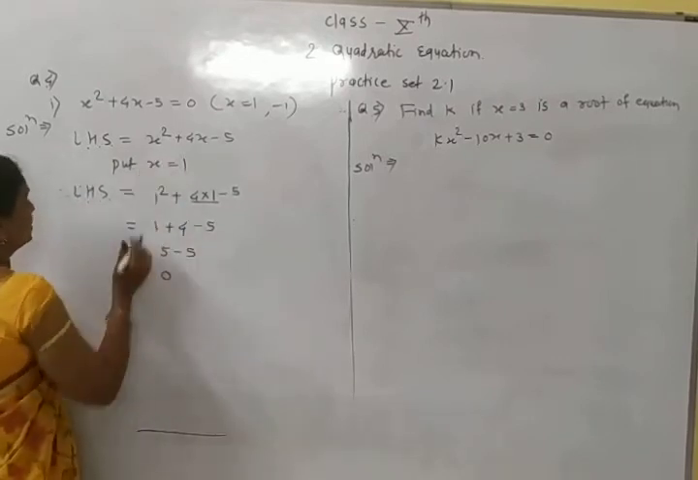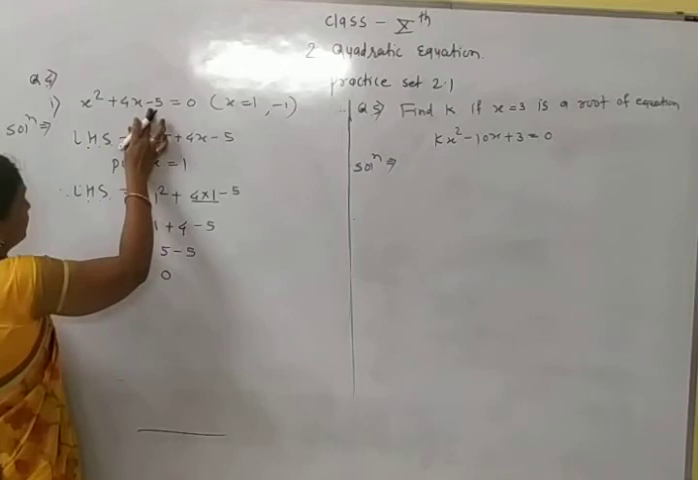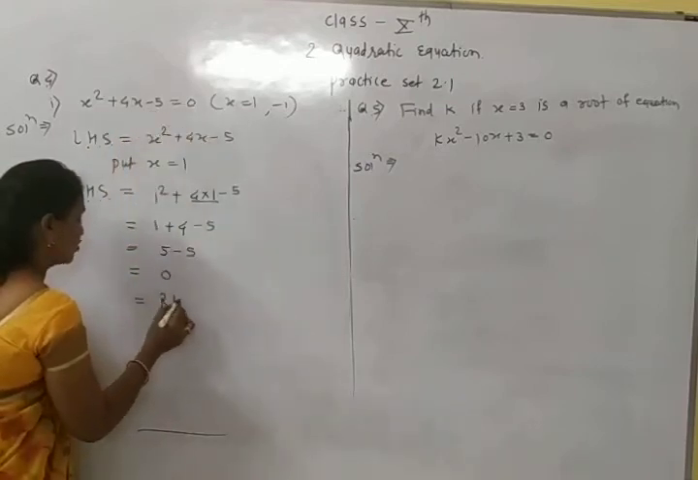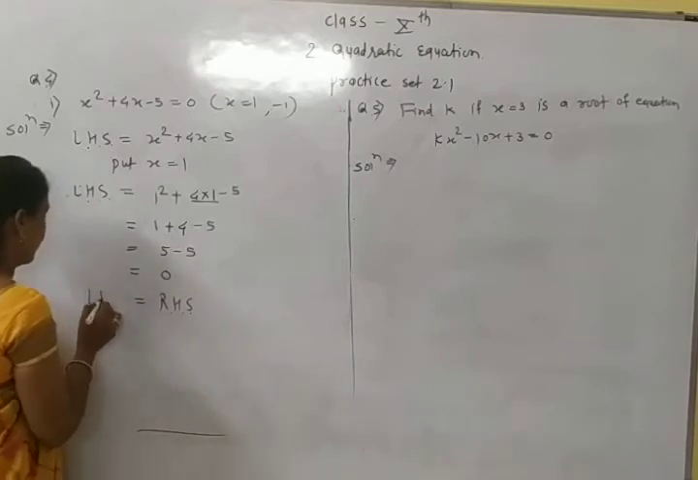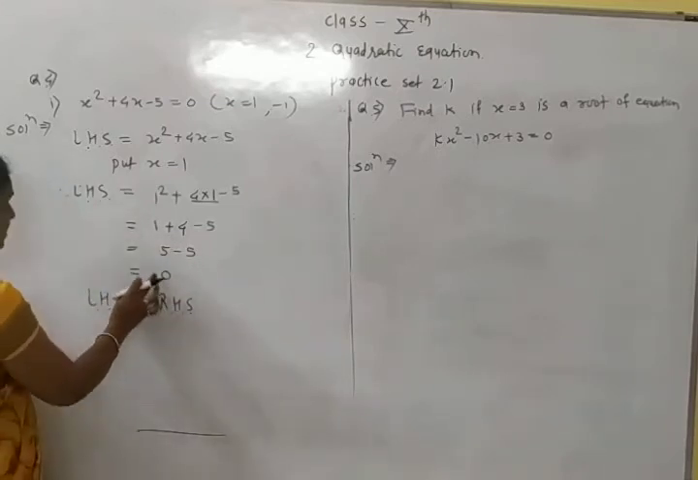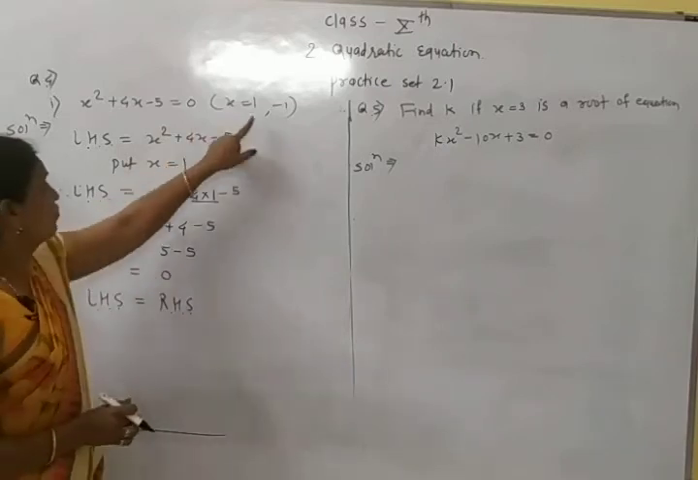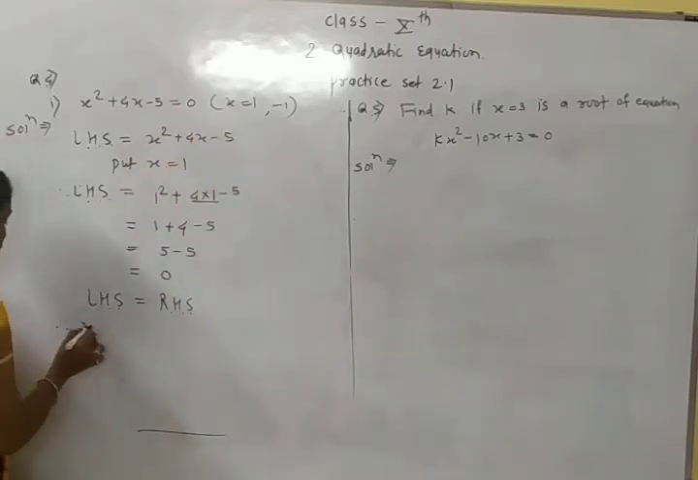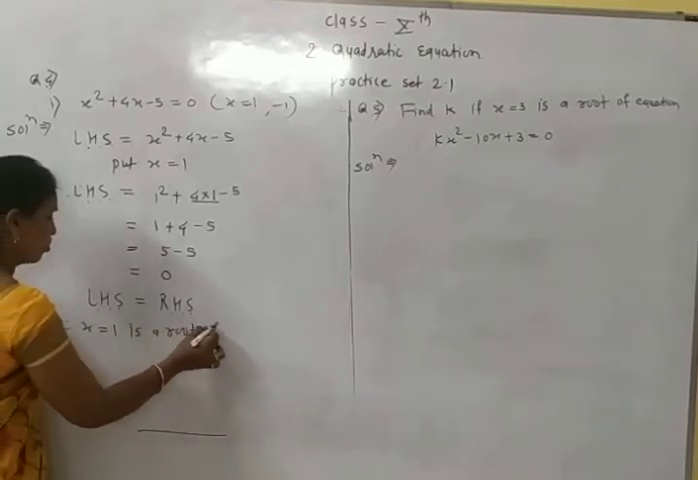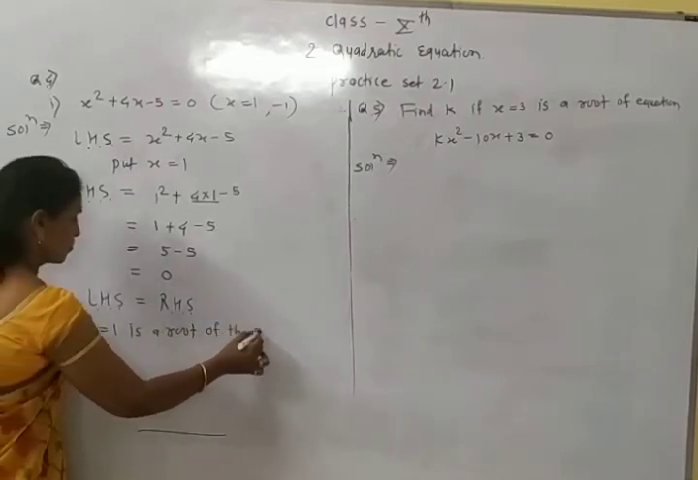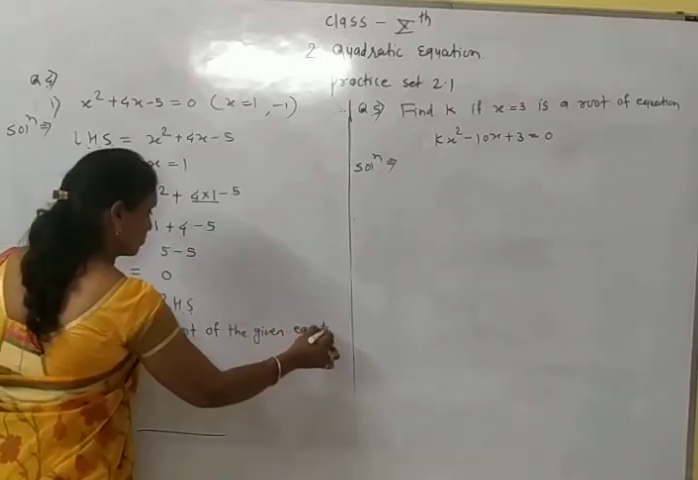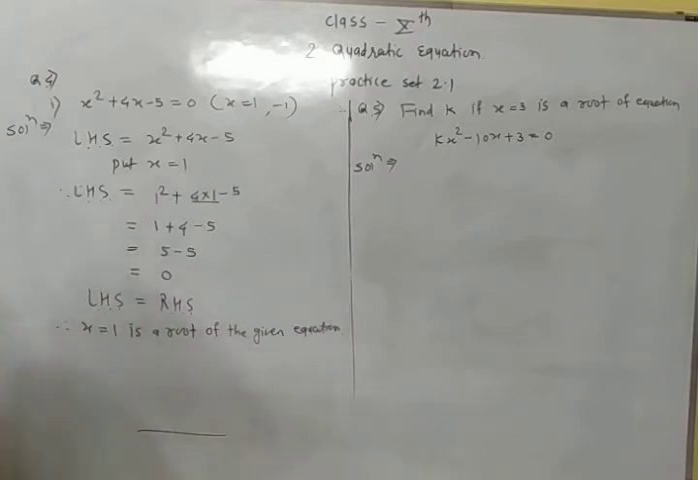And 0 means x square plus 4x minus 5. LHS equal to RHS means 0 equal to RHS. Right hand side, and therefore left hand side equal to right hand side. Our answer is 0. So x equal to 1. Therefore x equal to 1 is a root of the given equation.